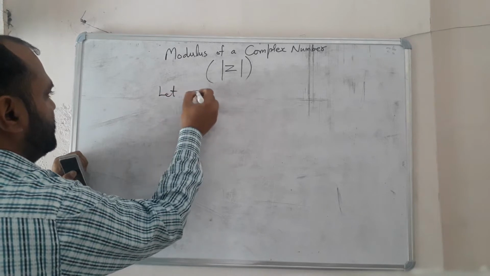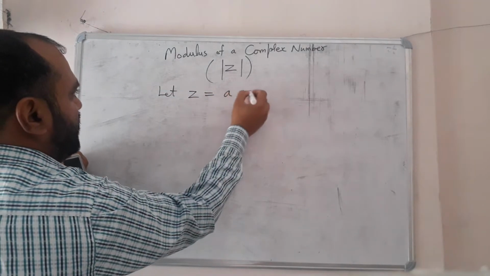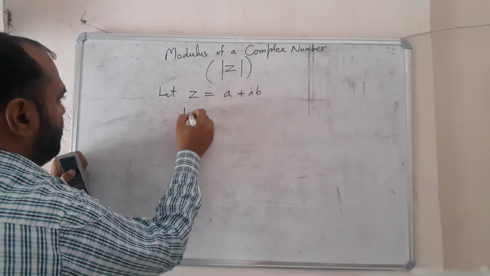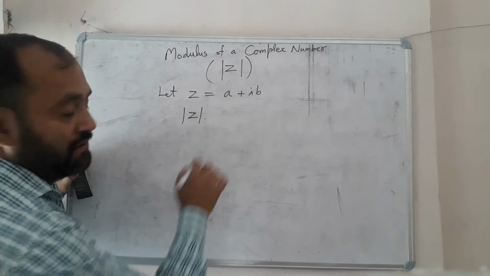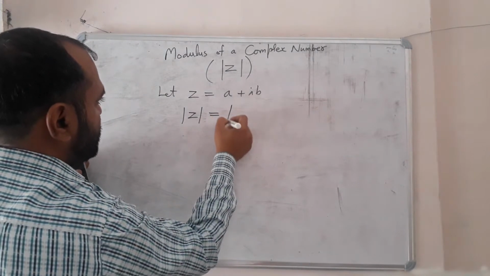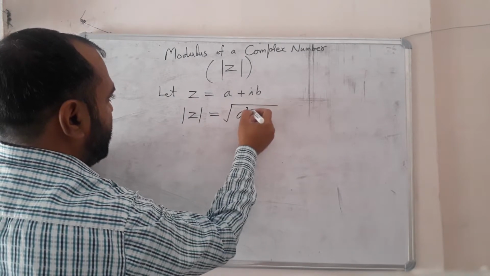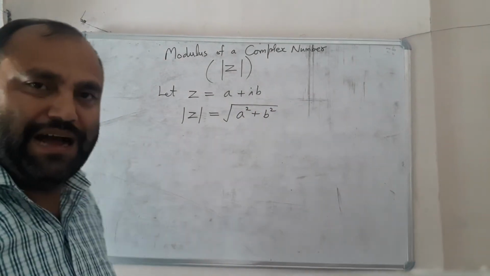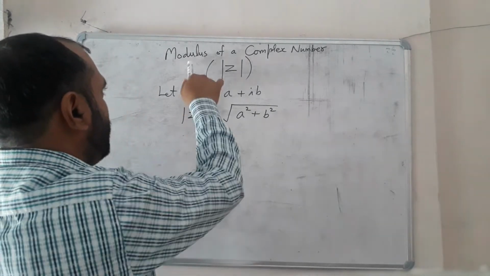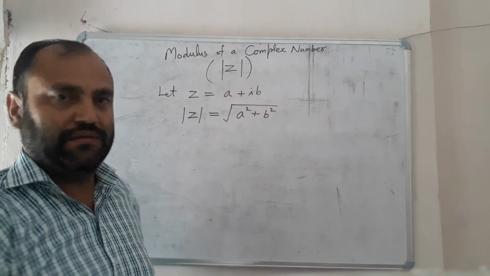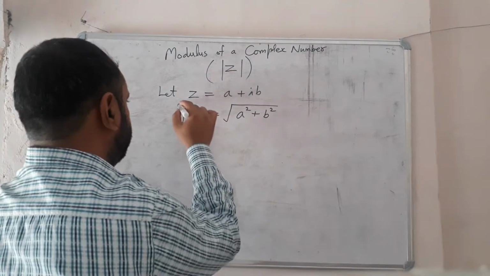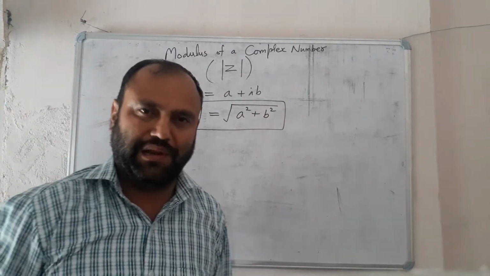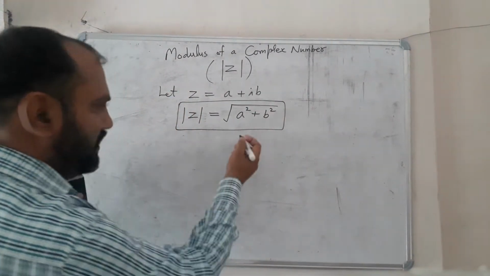Let Z is equal to a plus iota b. Then the modulus of this Z is equal to square root of a square plus b square. So you have to remember that for the modulus of any complex number, this is the formula. Right? It is very easy.